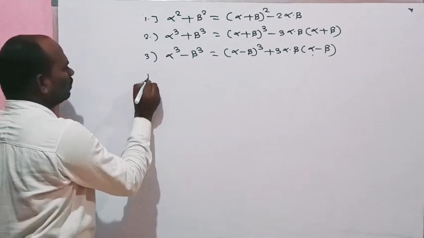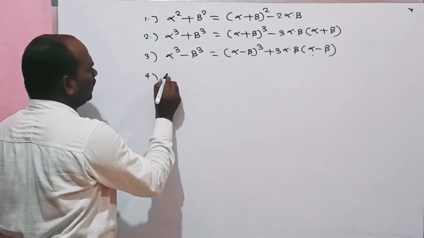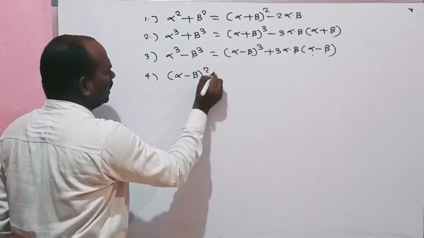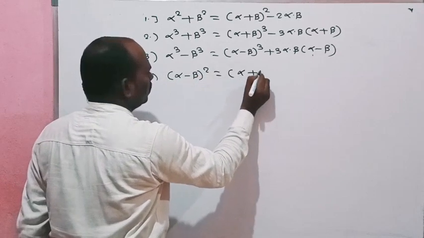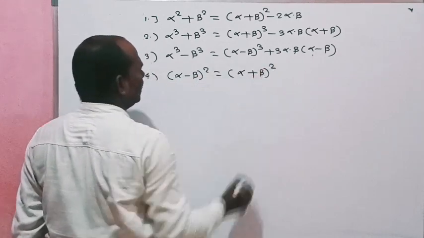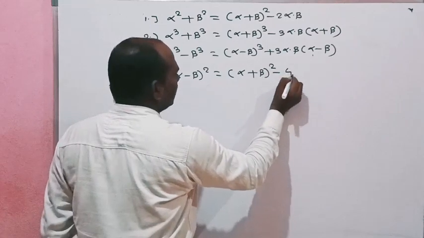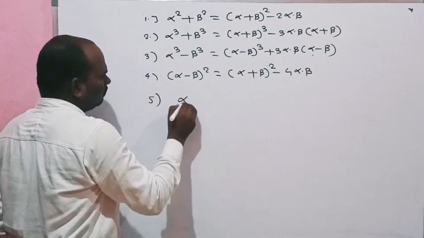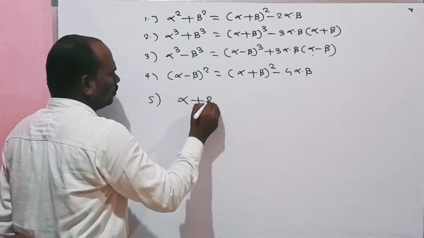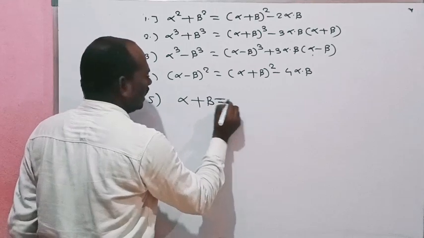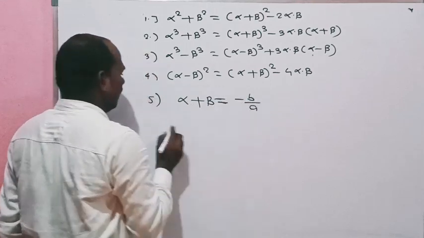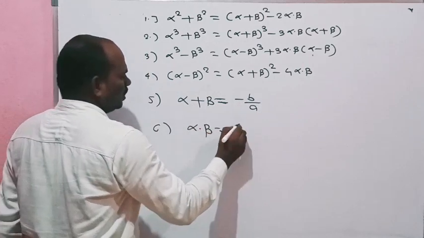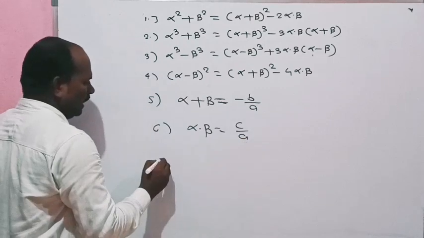Then the fourth formula, this is very simple: alpha minus beta its square is equal to alpha plus beta its square minus 4 alpha beta. And the fifth, the sum of roots alpha plus beta is equal to minus b by a. And the sixth, the product of roots alpha beta is equal to c by a.